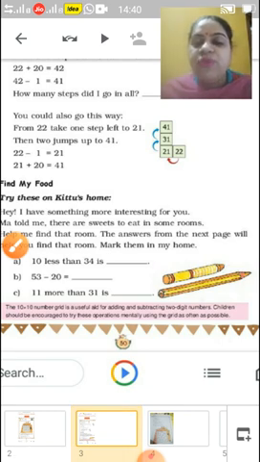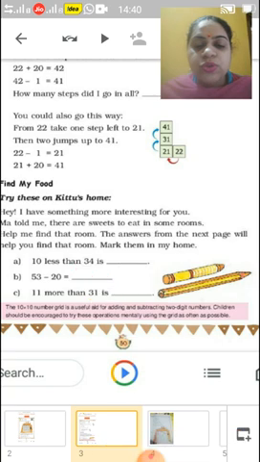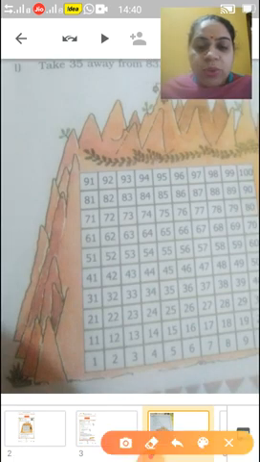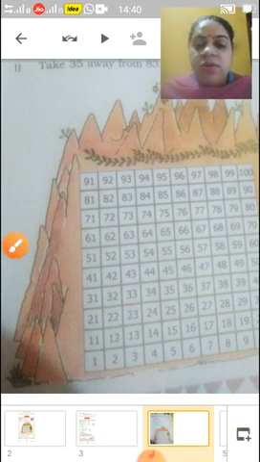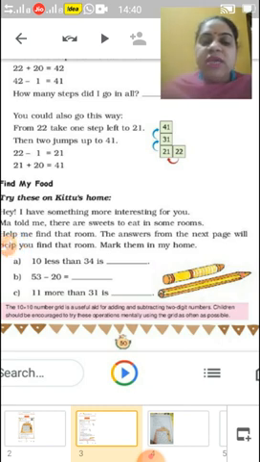53 minus 20. Yes. Now your answer is 33. So now he will go to which room? He will go to room number 33. Room number 33.